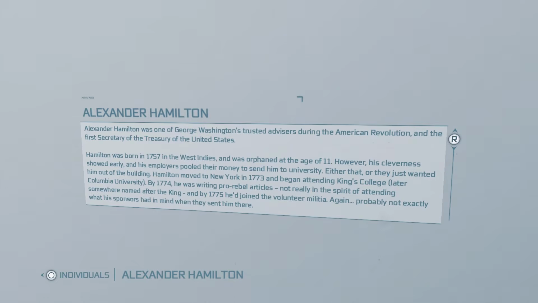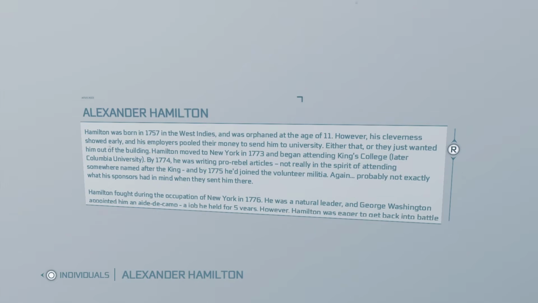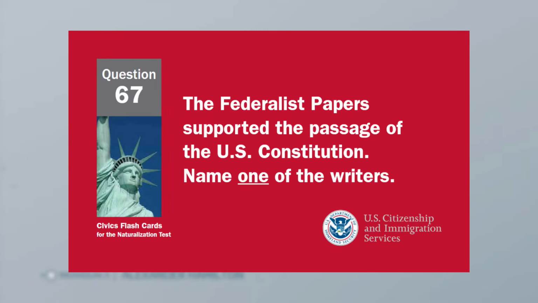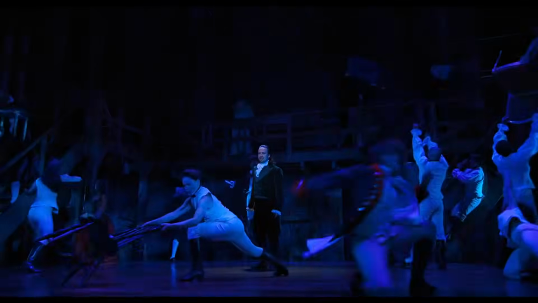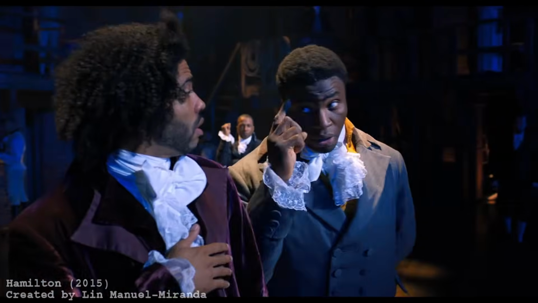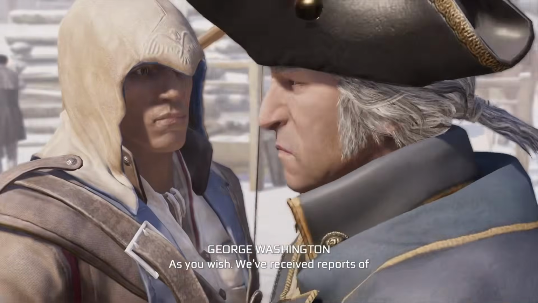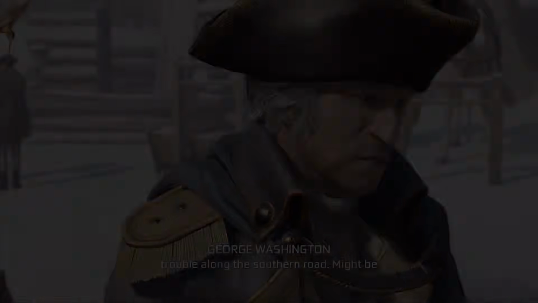Alexander Hamilton, one of the writers of the Federalist Papers, is also mentioned in the Codex despite Connor never meeting him. His authorship isn't mentioned in his Codex entry, so I'm not going to count this question as covered. If you need a mnemonic for that one, watch Hamilton, I guess. Again, the Animus database is a better textbook than the dramatized events of the game proper.